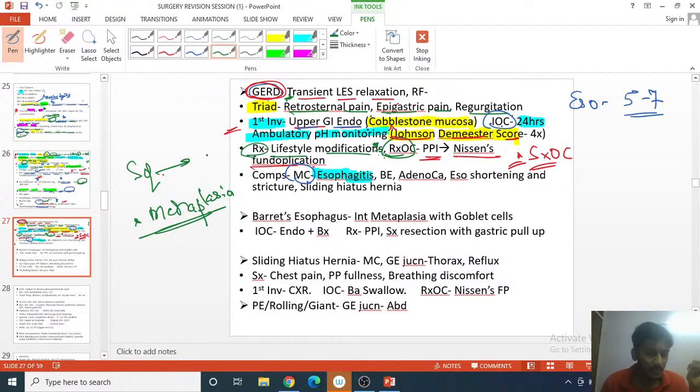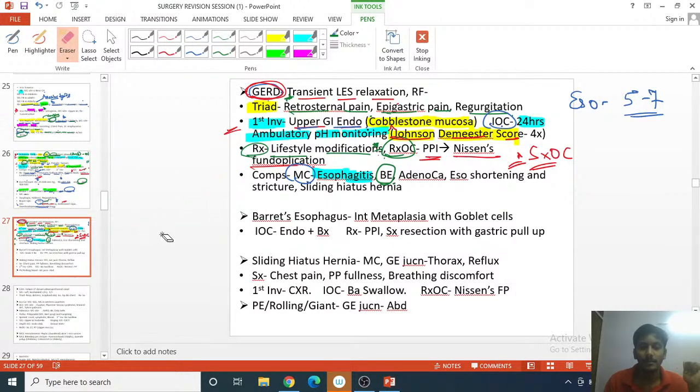Squamous epithelium turns into columnar. So this columnar metaplasia is known as Barrett's esophagus. Please remember. Okay, second complication: Barrett's esophagus is a pre-malignant condition which can develop into adenocarcinoma.